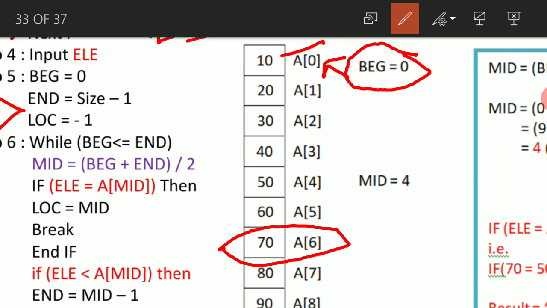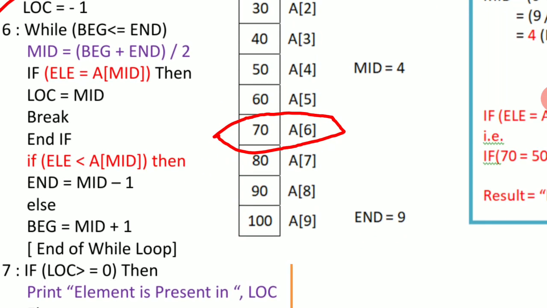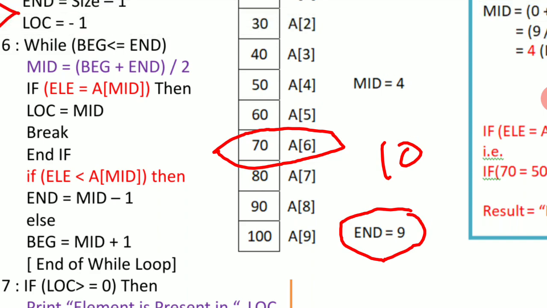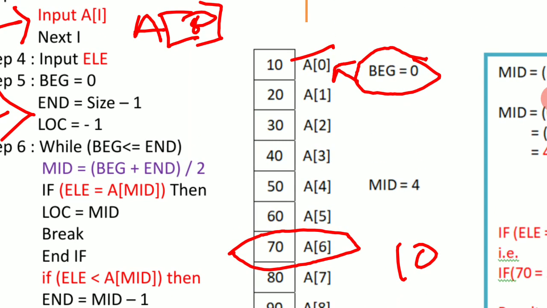Then what is end? End is going to be size minus 1. What is the size of the array? The size of the array is 10. Then size minus 1 is going to be 9. End equal to 9. Fine. We have initialized two very important variables for the binary search technique: beginning equal to 0, end equal to size minus 1. What is the beginning value? 0. What is the end value? Size minus 1, that is 9.